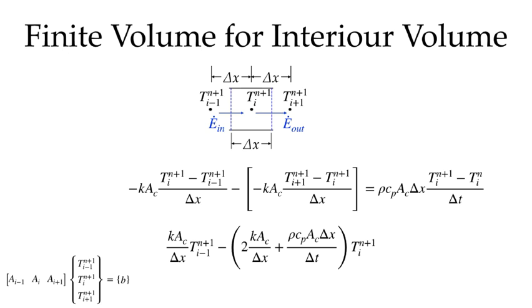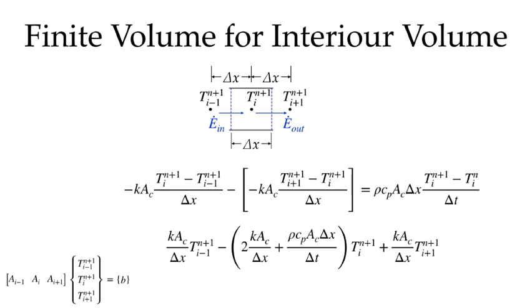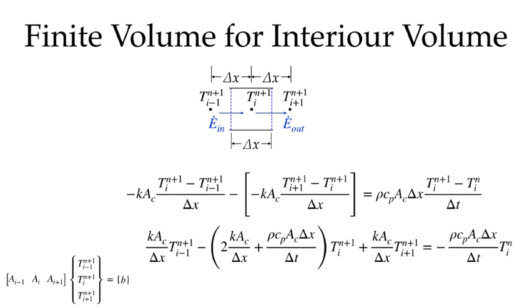And I have a rho cp Ac delta x over delta t times a positive Ti n plus 1 here, which I need to bring over to this side, so it becomes negative as well. So I get 2 kAc over delta x plus that term there, multiplying my central temperature, Ti n plus 1. And on the Ti plus 1, we have a minus minus kAc over delta x, so a positive kAc over delta x. And over on the B side, we're still left with a rho cp Ac delta x over delta t times a negative Ti at the previous time step. So on the B side, we're left with this coefficient here.